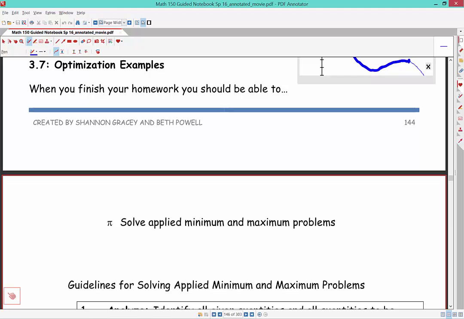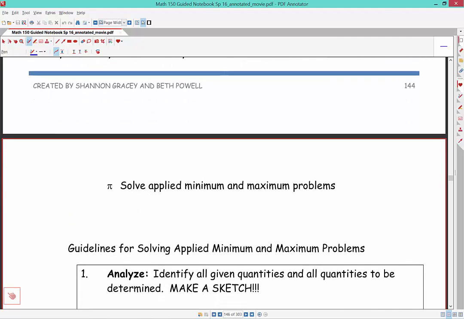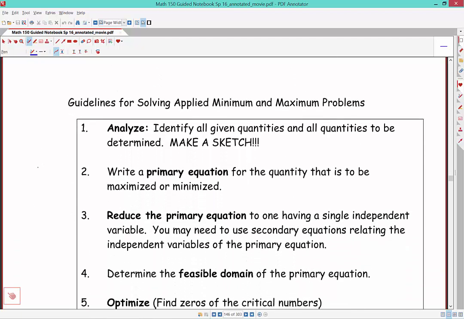Our goal today is basically to solve applied minimum and maximum problems. So we're going to be using the skills that we learned for curve sketching, like the first derivative test, the second derivative test, and critical numbers. And we will be figuring out where the maximum and minimum of an applied function falls. So here we go.